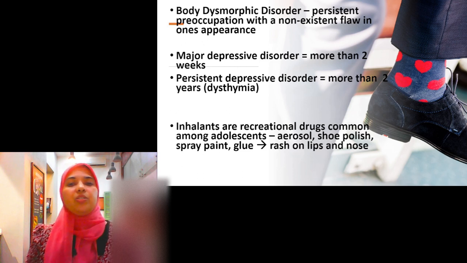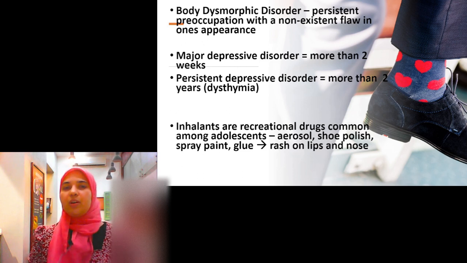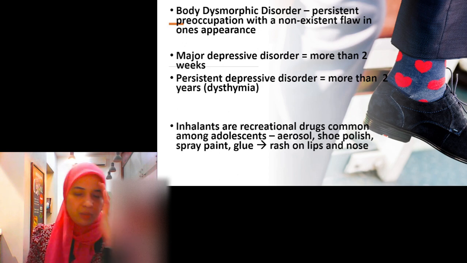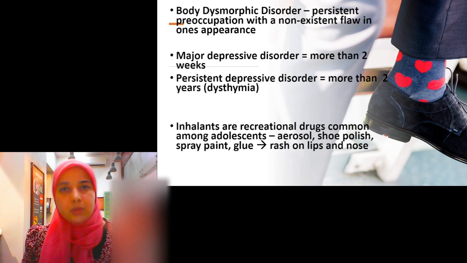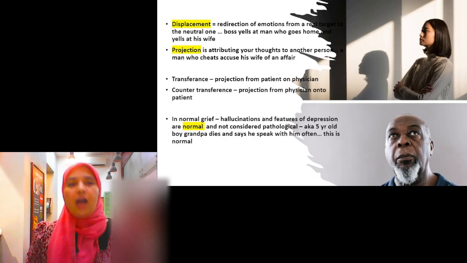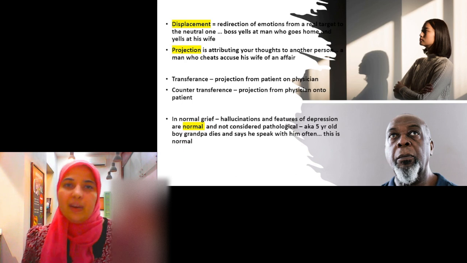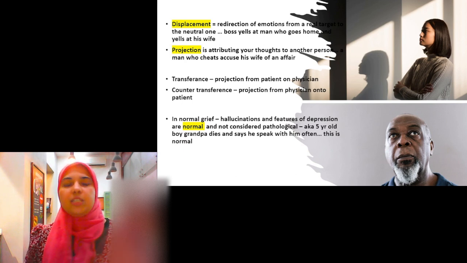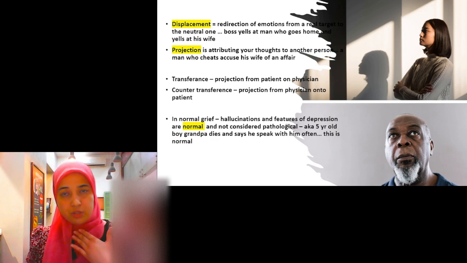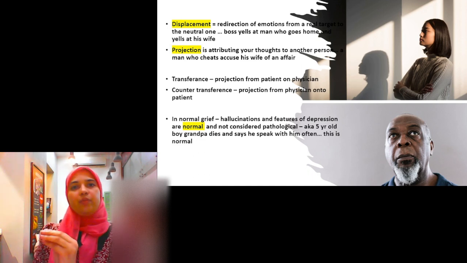Inhalants are recreational drugs common among adolescents. What are some examples? Aerosol, shoe polish, spray paint, glue. With the glue, you might get a rash on the lips and nose as a clue in your clinical vignette. How do we differentiate displacement and projection? Displacement is redirection of emotions from a real target to a neutral one, right? Your boss yells at you, and then you go home and you yell at your wife, right?